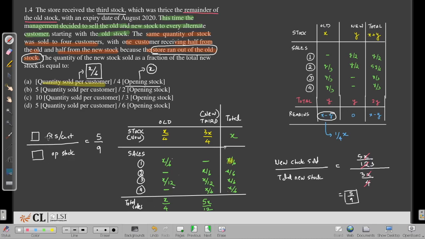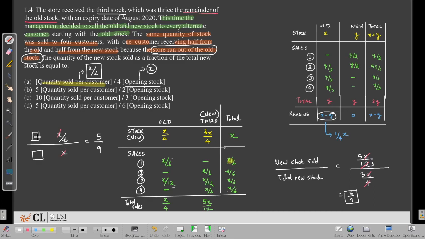This should be equal to 5 by 9, and we know the quantity sold per customer in this case would be x by 6. Let's put that value there, and hopefully this works. If it doesn't work, I can't help it. And the opening stock in this case is x, and this x and x will get cancelled.